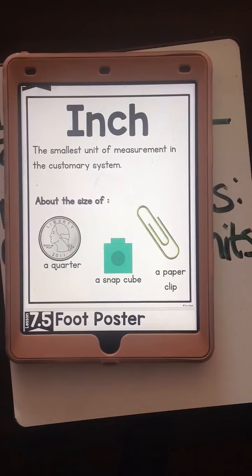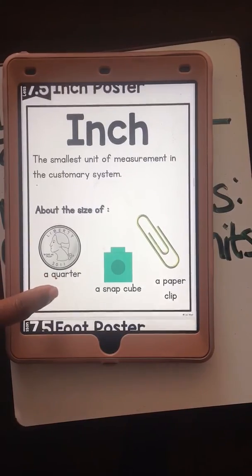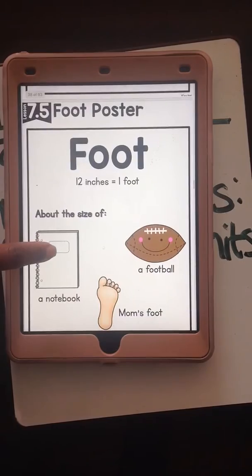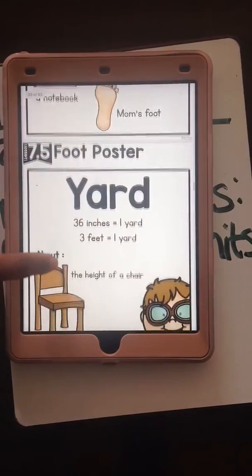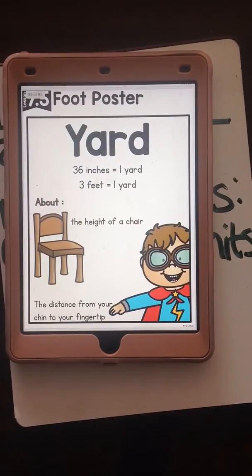Now the last thing I want you to think about is a school bus. Would you use an inch, a foot, or a yard to measure the length of a school bus the quickest?